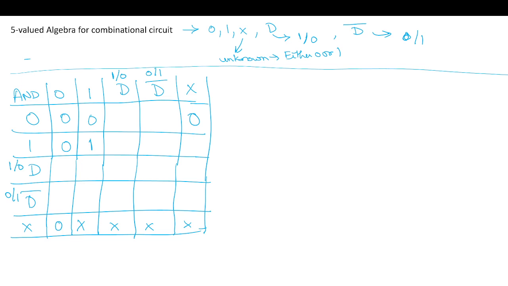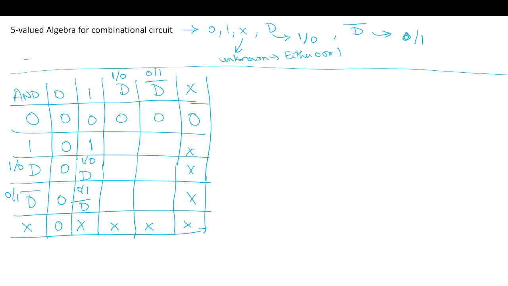Again, 0 is a controlling value. Output can be determined as 0. Otherwise, don't care. If any one input is the controlling value 0, whatever the other input is, the output is going to remain 0. Now, 1 and 1 will give 1, 1 and 0 will give 0. So it's a D. 0 and 1, it's again D bar.